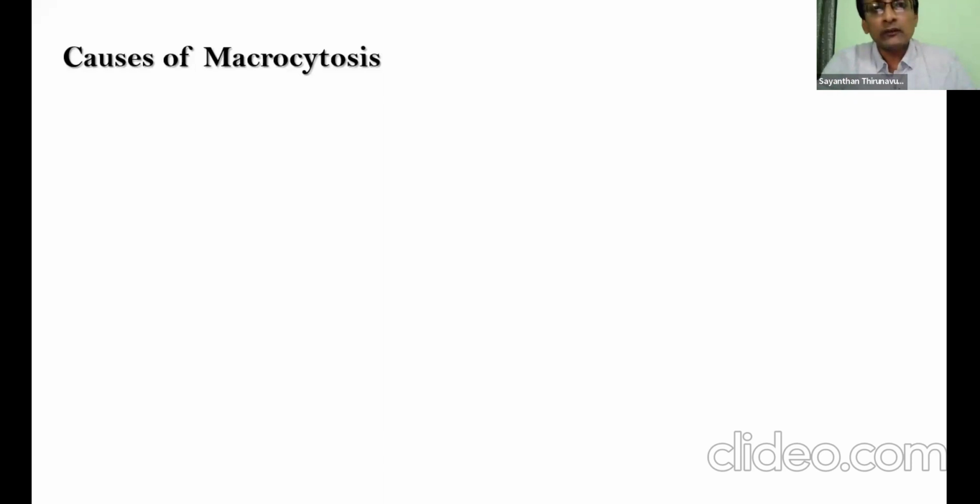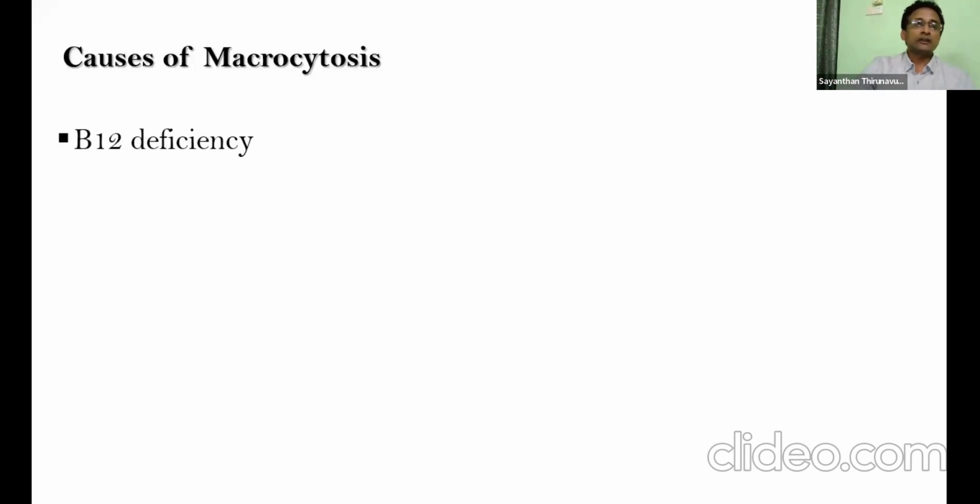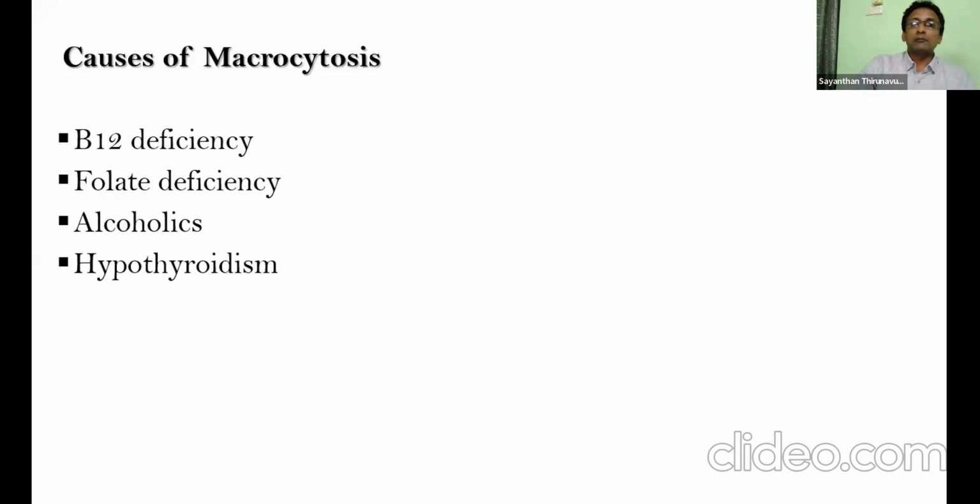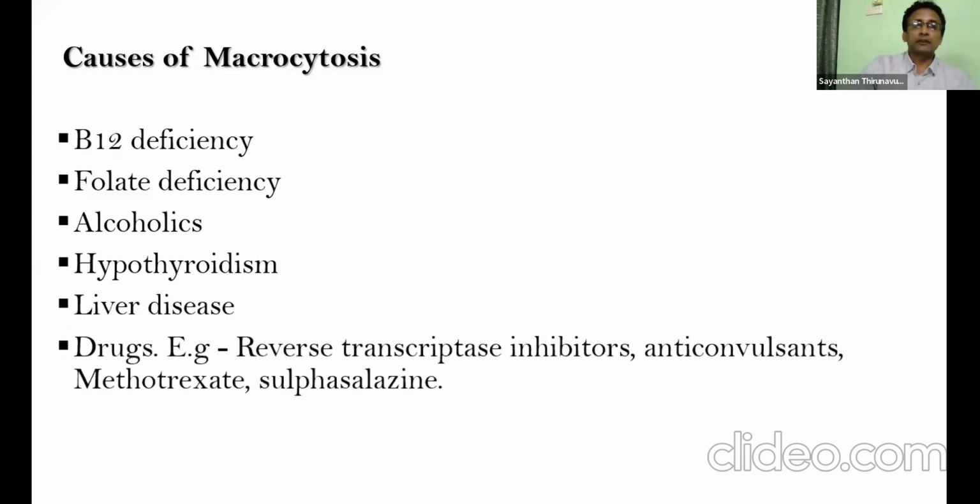Well, so we'll move to some theory parts. Causes of macrocytosis in the blood. One is B12 deficiency. The other one is folate deficiency, and alcoholics, hypothyroidism, liver disease, and drugs such as reverse transcriptase inhibitors. As you all know, this is for the AIDS medicine. Convulsion means fits medicine, methotrexate, and sulfasalazine.